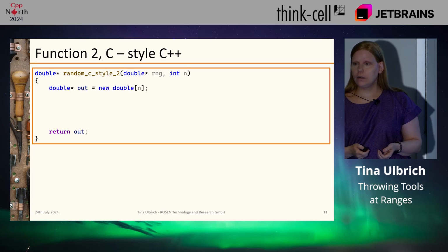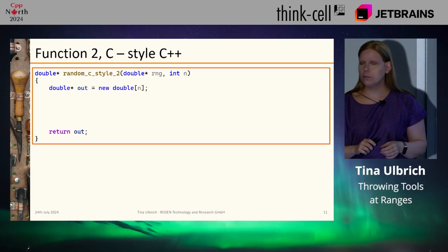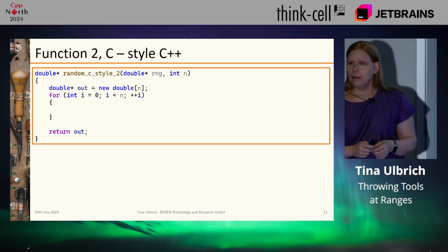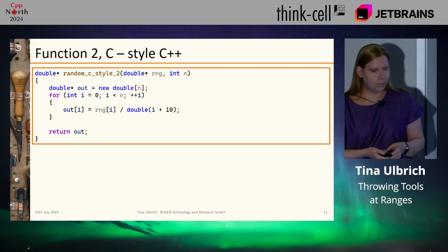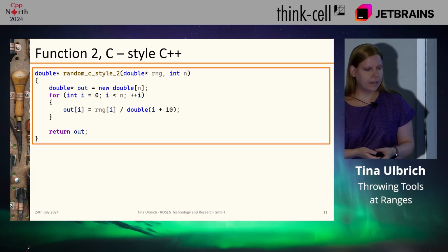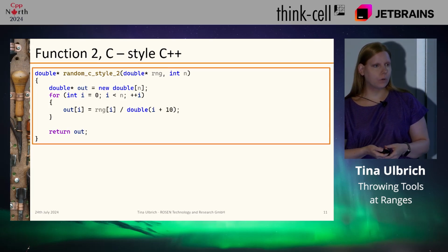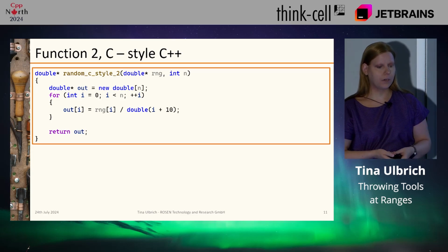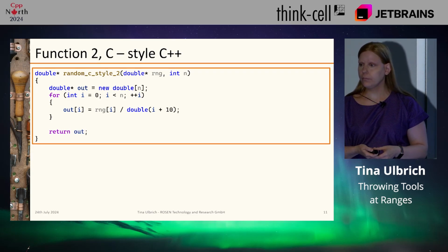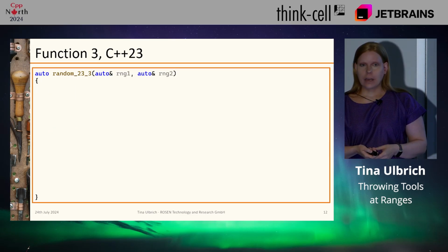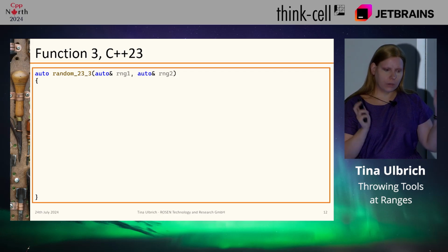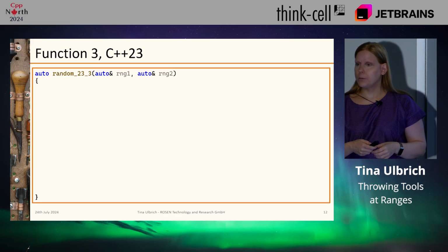For C-style, it's pretty similar. There's a new again, don't be scared. Then an index loop, and it's basically the same calculation as we saw before, but not in the transform, but in a for loop. Again, I'm not spending too much time on the code. You can look it up later if you're interested.